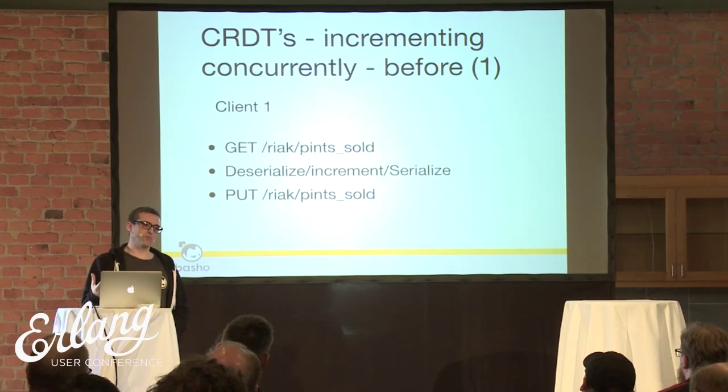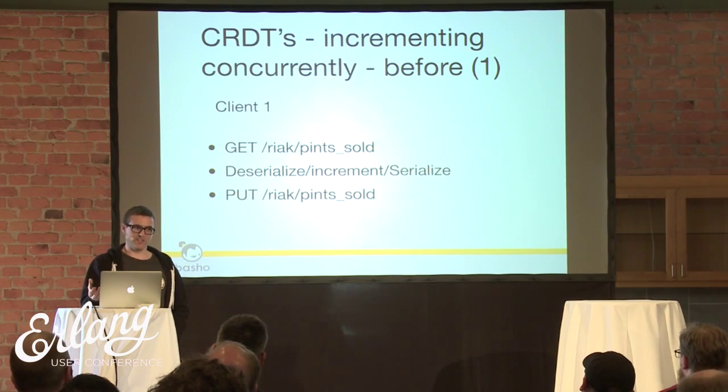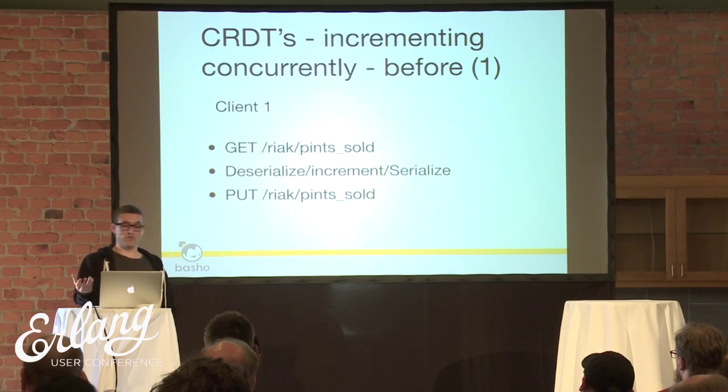Take it down to the client. It's probably a big blob of JSON. You deserialize it. You've got a data structure. You copy that data structure if it's immutable, or maybe you modify it in place if it is mutable. I think Erlangers generally veer on the side of immutability. So you've incremented that value, you serialize it, and you write it back.